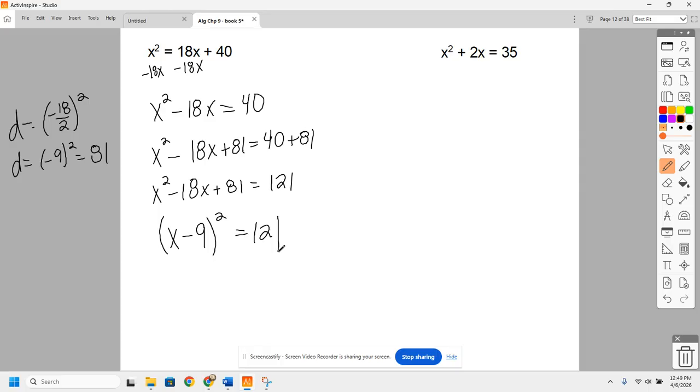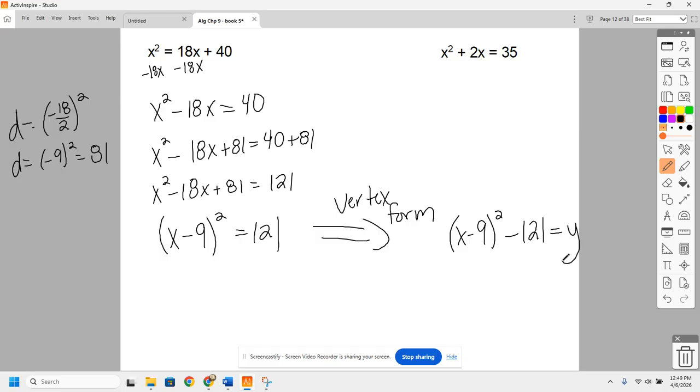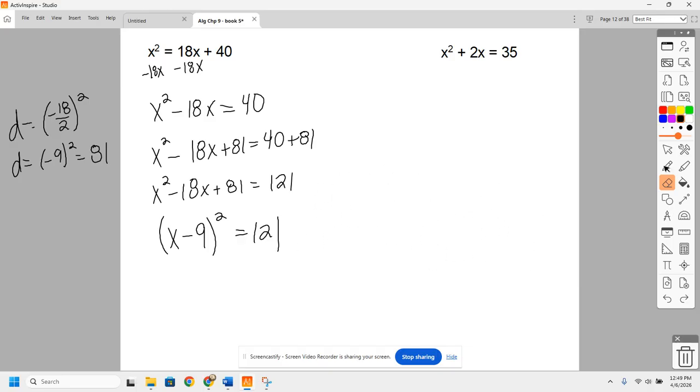All you do then is you just move this back over. Here's what this problem would look like in vertex form. X minus 9 squared minus 121 equals y. Right? So there's what it looks like in vertex form. Now, that's not what you're doing today in this assignment, but it was in this chapter, right? Writing problems in vertex form. So having this skill is going to be really valuable. Now, let's just keep going and solve because that's what we're trying to do here.